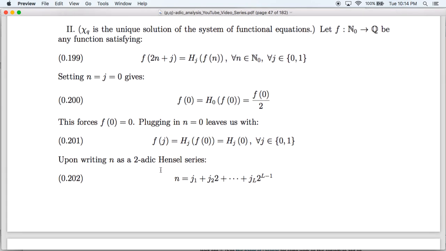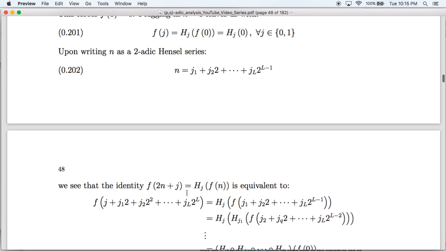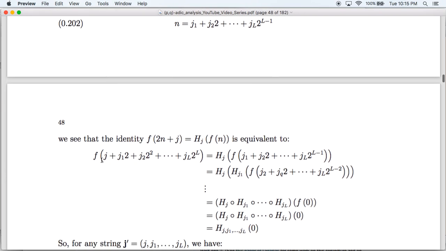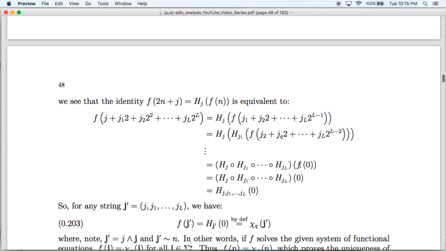Upon writing any integer n in its q-adic Hensel series form, we see that the identity f of 2n plus j equals hj of f of n is then equivalent to the following. So we're just going to use that formula from before. We pull out the j1, and then we divide by 2, pull out j2, divide by 2, and so on. We get this. F of 0, as we saw, is 0. And so f of this integer is h of that.